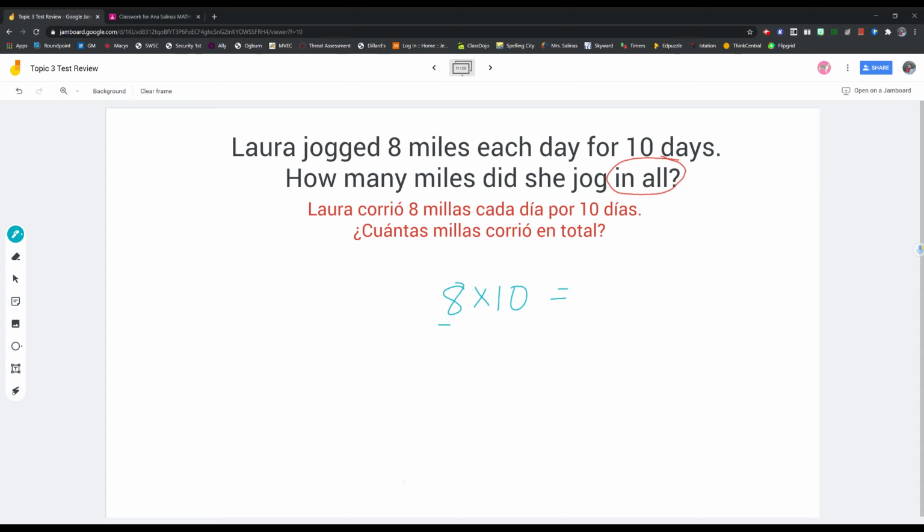Basic facts, 8 times 1 is 8. Add your 0, and you get 80 miles in all.